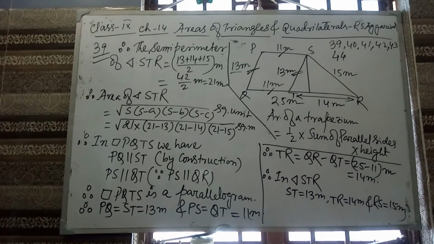Put the values, S equal to 21, A equal to 13, B equal to 14 and C equal to 15. So you get this one. Now calculate everyone.